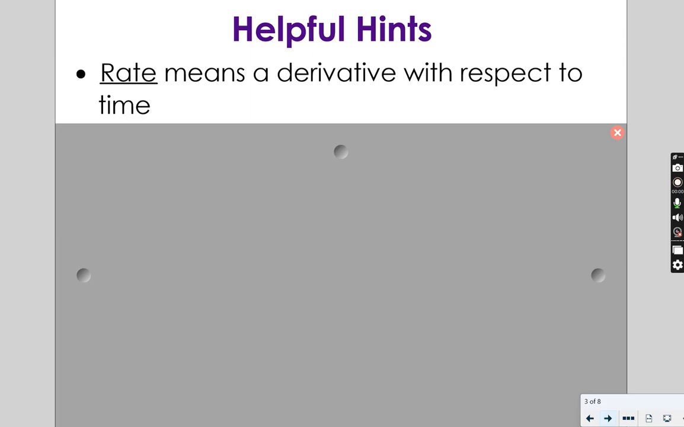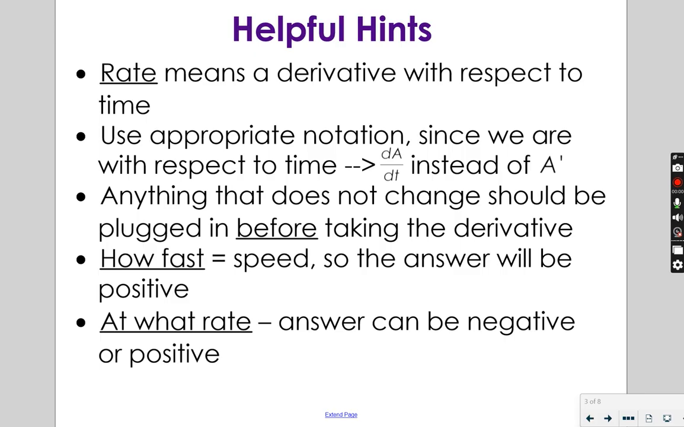Okay, this is not in your packet. If you want to take a picture of this real quick, these are like some helpful hints for doing these problems. So rate means a derivative with respect to time. We're not going to use the y prime notation because it's going to get a little confusing. So anytime you have a variable, we're going to use like dA dt instead of a prime. I already said this. Remember, how fast is a speed, which is positive. And if it says at what rate, our answer could be positive or negative.